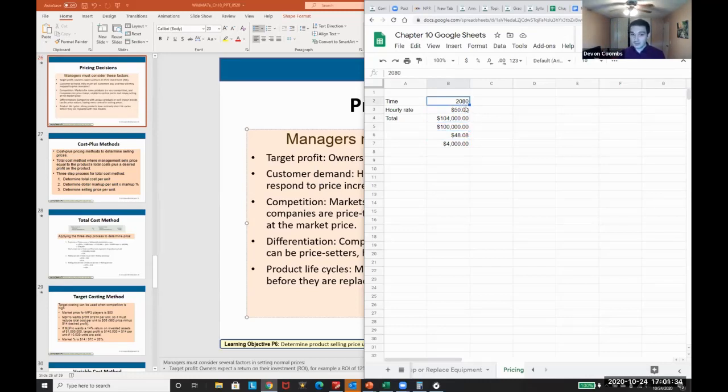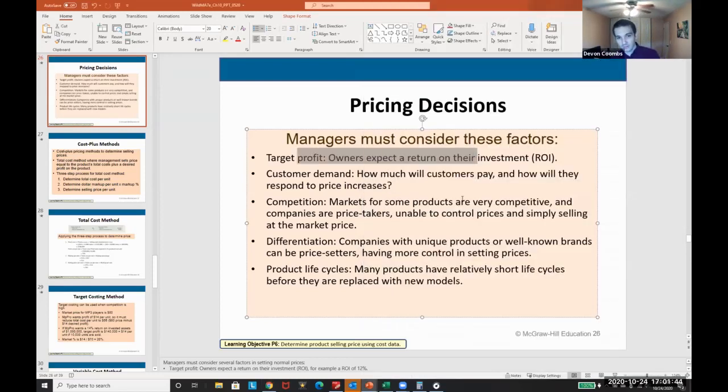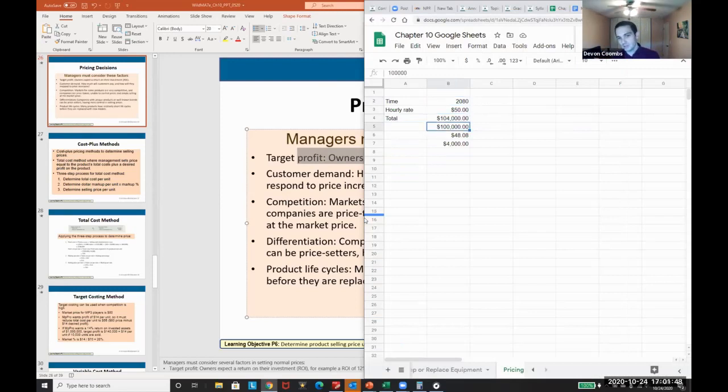And I can also change this time. Maybe I only want to work 1,000 hours a year. Then I'd have to charge $100 an hour. So we could play around with these variables to decide what my target profit is, what I expect to return on my investment. I could build in costs here as well. This is just high level how we can go about pricing.